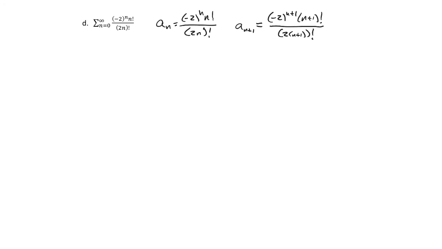All right, so our a sub n is negative 2 to the nth times n factorial over the quantity 2n factorial. A sub n plus 1, we're going to be very careful with this. Every n gets replaced by n plus 1. Negative 2 to the n plus 1, times (n plus 1) factorial. In the denominator, a sub n is 2 times n. A sub n plus 1 would be 2 times the quantity n plus 1. Okay? So that becomes (2n plus 2) factorial.